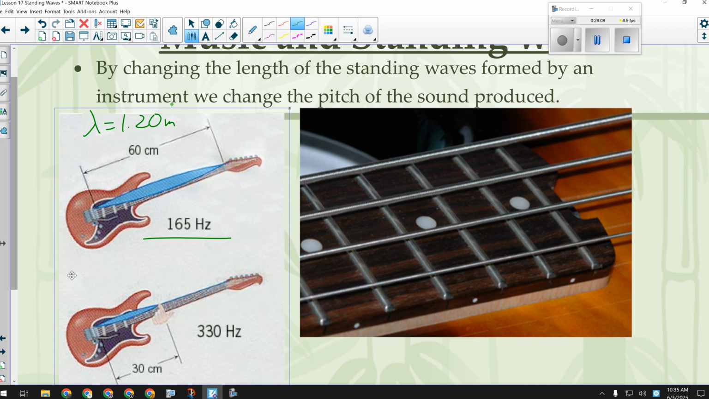Wind instruments still use standing waves. They just use a vibrating column of air. So a wind instrument of any kind is going to make a column of air oscillate and produce a humming sound of various frequencies. Anybody ever blow across the top of a bottle? That's a simple air column.